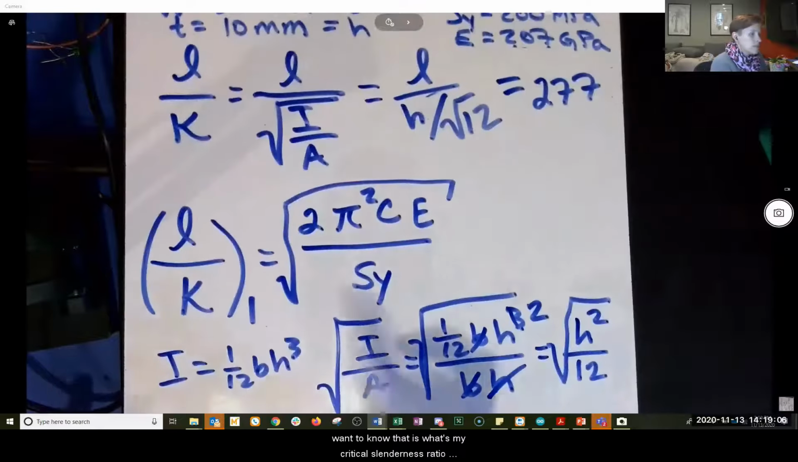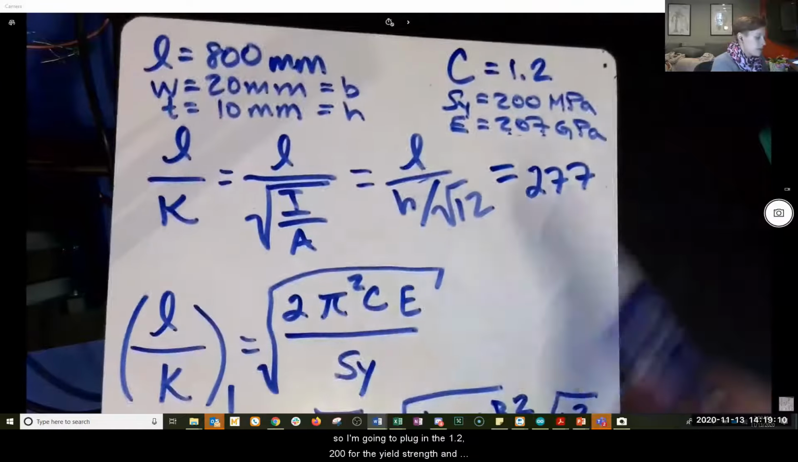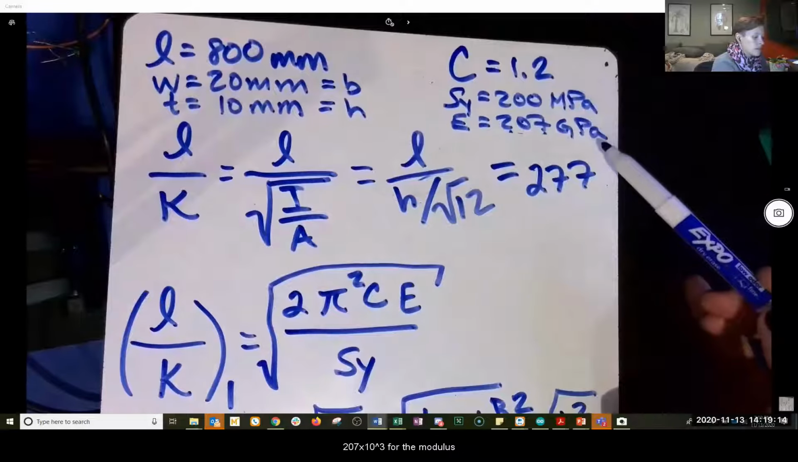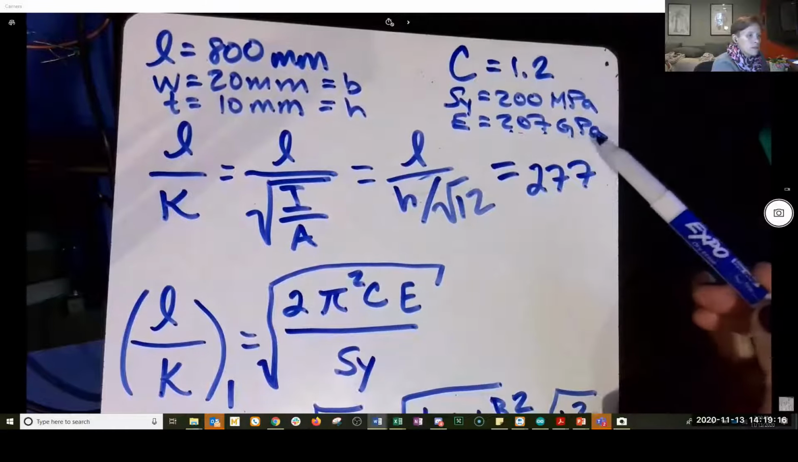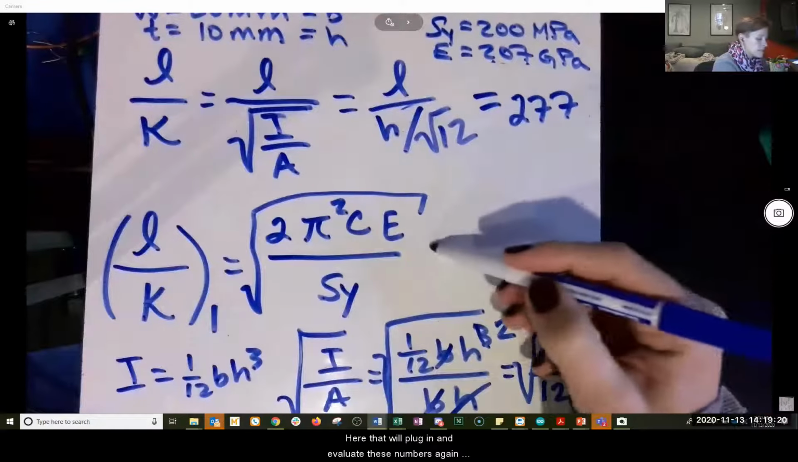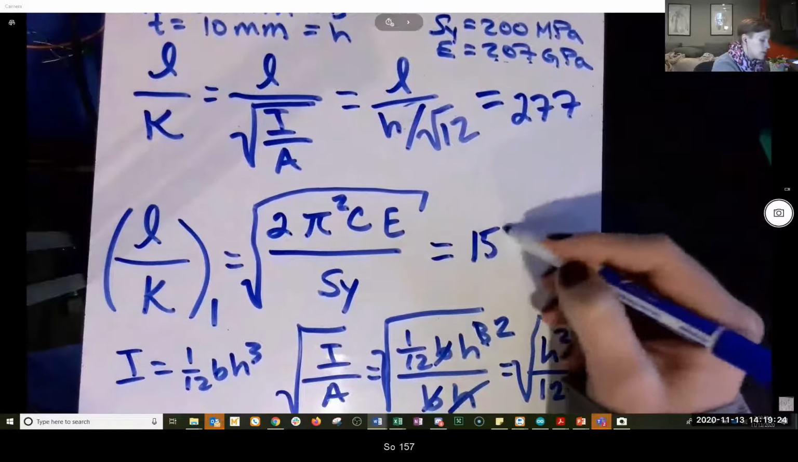What I want to know then is what's my critical slenderness ratio. So I'm going to plug in the 1.2, 200 for the yield strength, and 207 times 10 to the 3, right? So we'll plug in and evaluate these numbers. Again, I don't think that's the interesting part here. So 157.